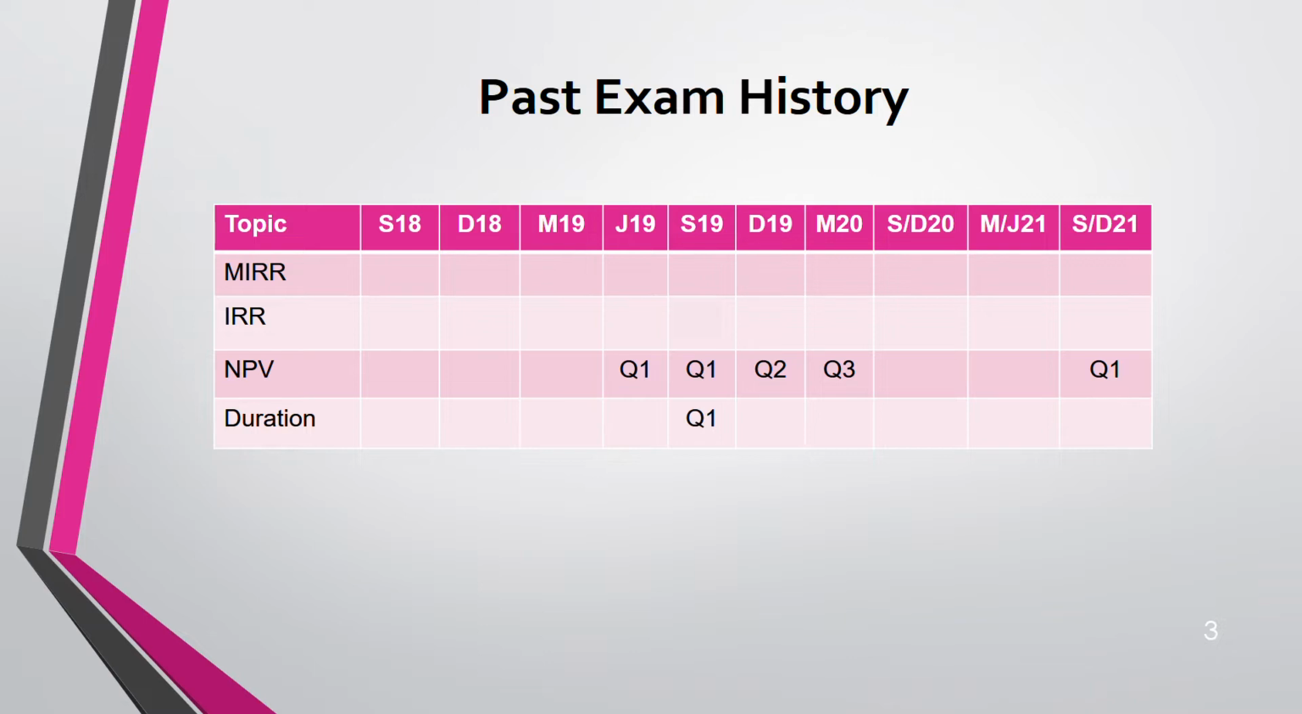Duration has been asked in the same year when net present value was asked in question number 1. Mostly MIRR, IRR and duration, if they ask, they are for less marks. They might be asked, they might not be asked. But net present value, be very careful. They are always asked, and when they are asked, they carry lots of marks.